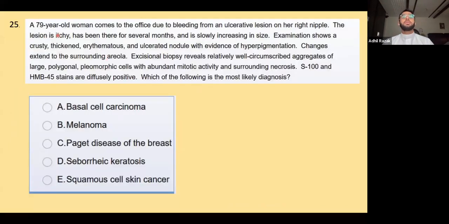All right, so we have a 79-year-old woman who comes to the office due to bleeding from an ulcerative lesion on her right nipple. The lesion is itchy, has been there for several months, and has been increasing in size. Examination shows a crusty, thickened, erythematous and ulcerated nodule with evidence of hyperpigmentation. Changes also extend to the surrounding areola. The excisional biopsy shows a relatively well-circumscribed aggregate of large polygonal pleomorphic cells with abundant mitotic activity and surrounding necrosis. S100 and HMB45 stains are diffusely positive.